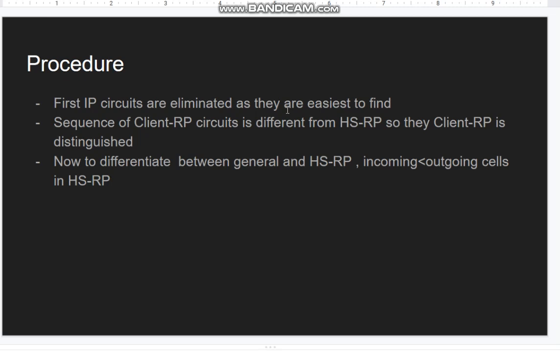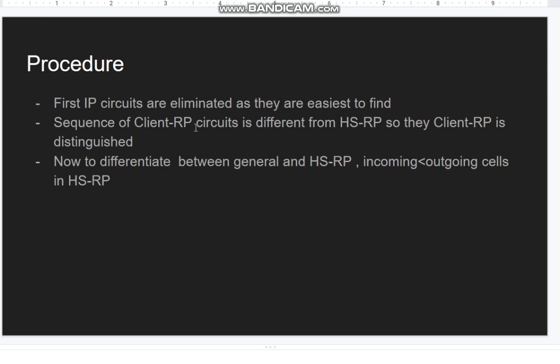So considering all of these observations, they were then applied in this procedure, where first the IP circuits were eliminated. They were first identified because these were the easiest circuits to be identified. So they were first identified, and after that the client RP circuits were identified.